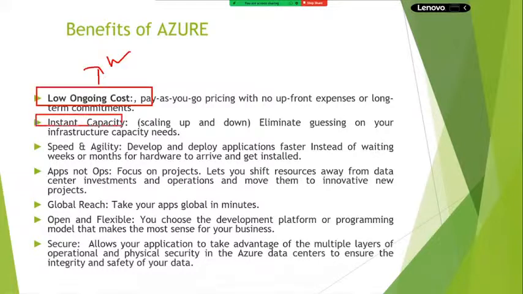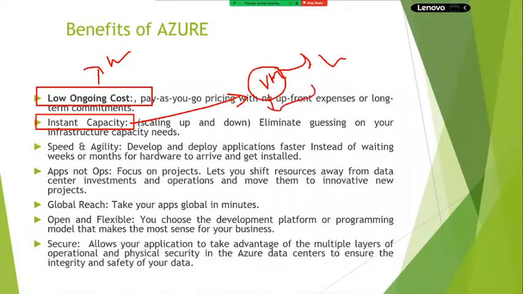Next, instant capacity. Instant capacity in the sense, I would like to increase or downgrade the size of a VM, or downgrade the size of configuration of the app services. Anytime, anywhere, if you have internet connectivity, you can downgrade or upgrade the configuration of your application. That is instant capacity, like instant coffee. Okay, yeah. Next, speed and agility.